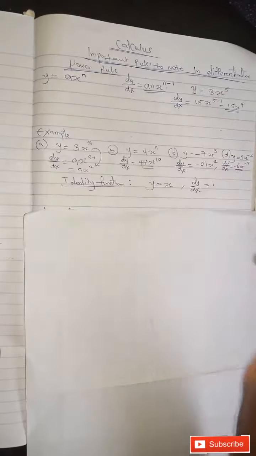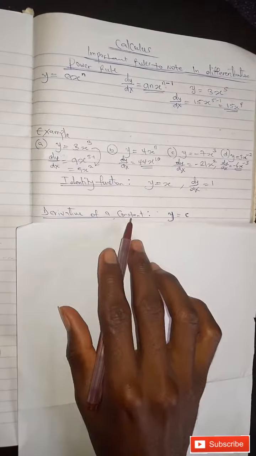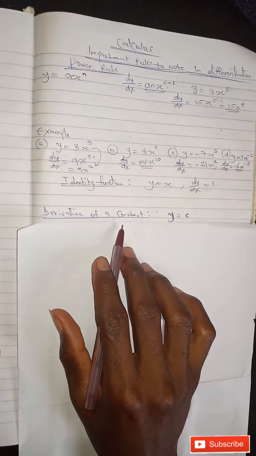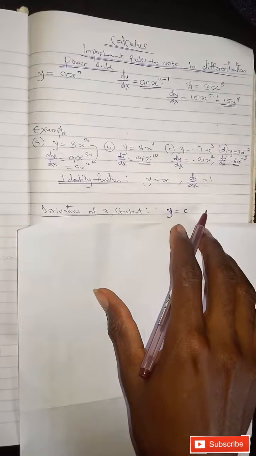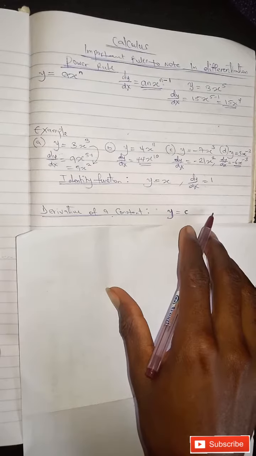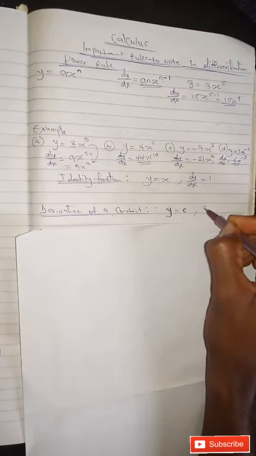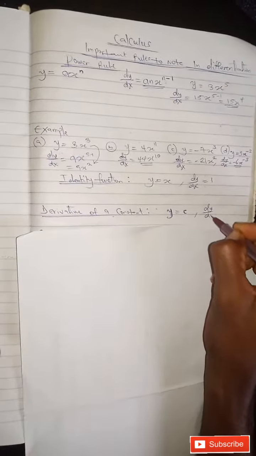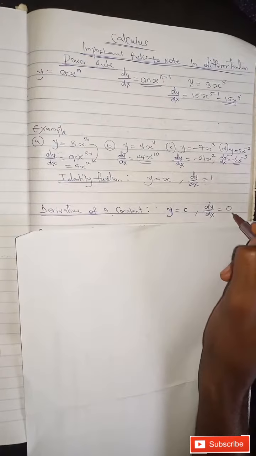All right. Derivative of a constant. This is another rule, derivative of a constant. Now let's say we have y equal to a constant c. To differentiate this, if you differentiate any constant, you just have 0. So here, if you differentiate this dy over dx, since this is a constant, then the derivative should be 0.